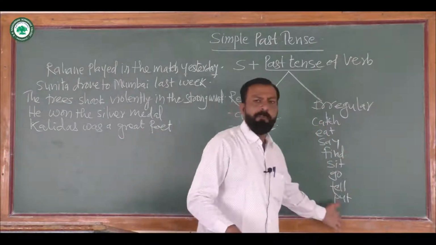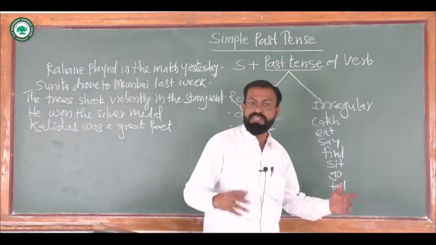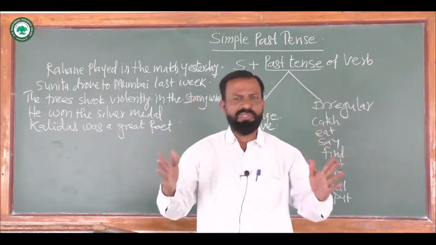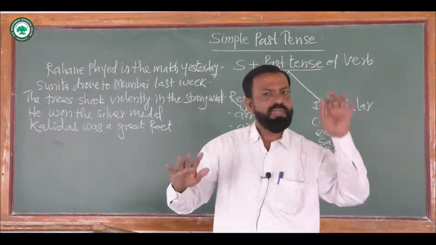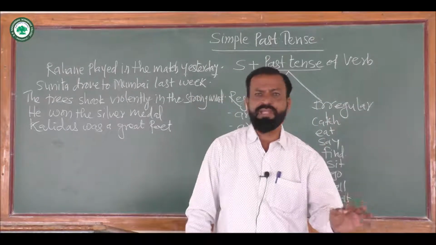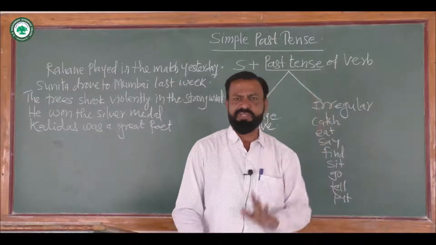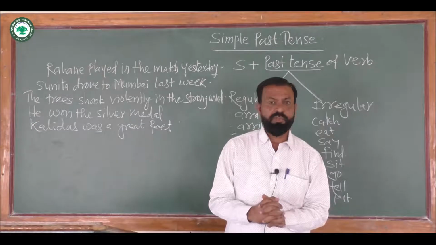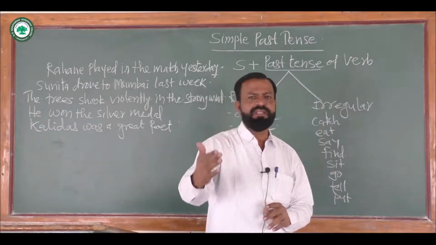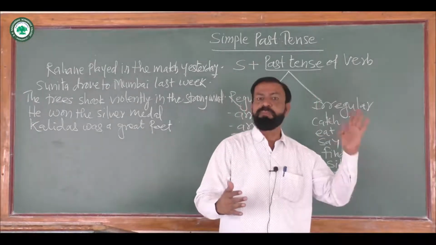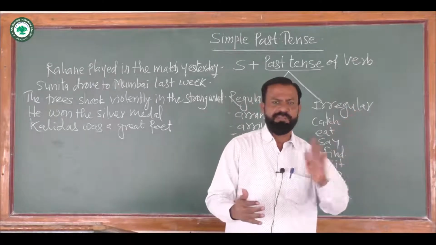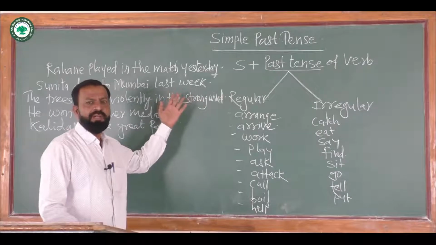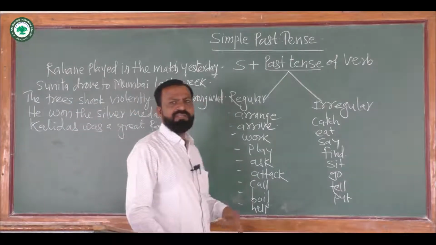Another example is put: the past tense of put is put, there is no change. Such verbs are known as irregular verbs. So far as this tense is concerned, for the uses of simple past tense, you have to remember the past tense of the verb. Now I come to the uses of simple past tense.